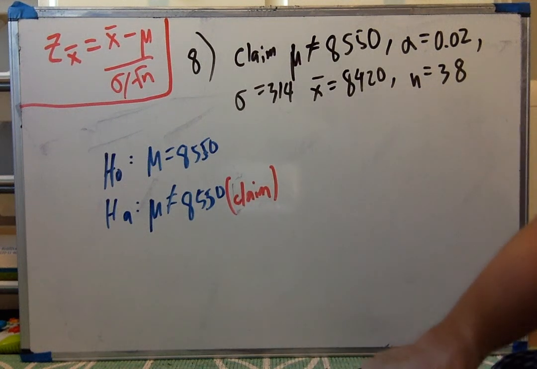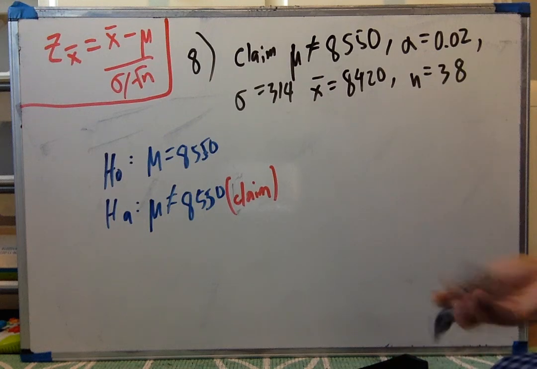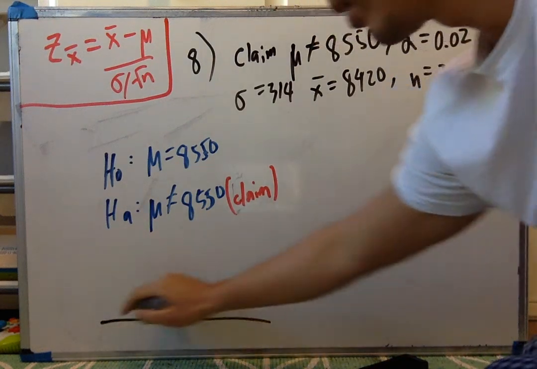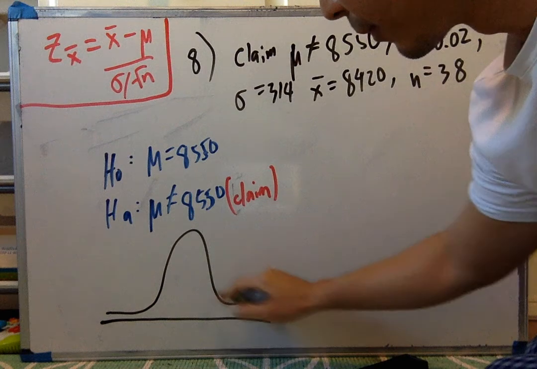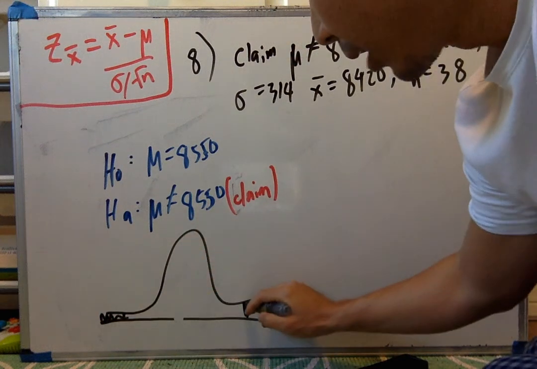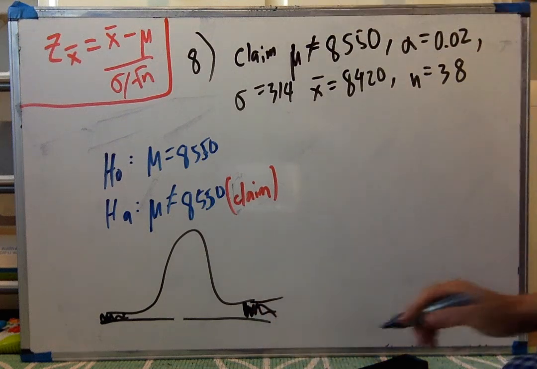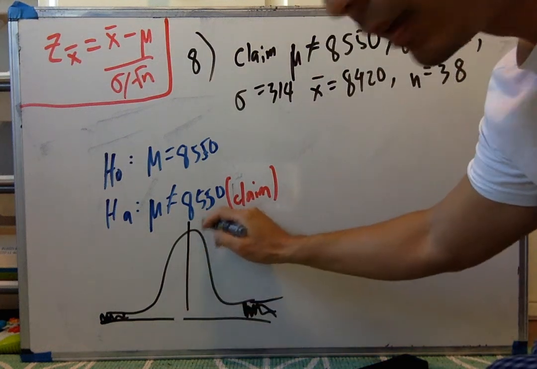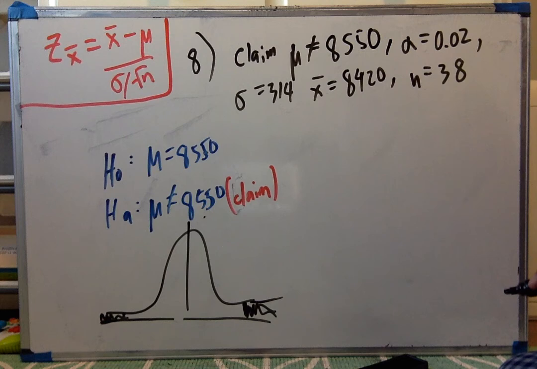And since it's not equal, that means it should be a two-tailed test. So I want the area on both sides, to the left and to the right. Up until now, because we've been scaling it, we've been treating the mean as being 0 and the standard deviation as being 1, right?